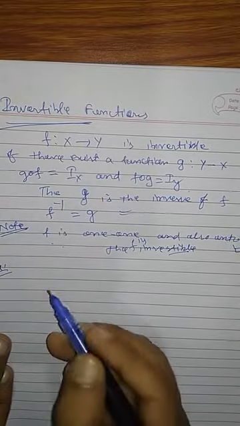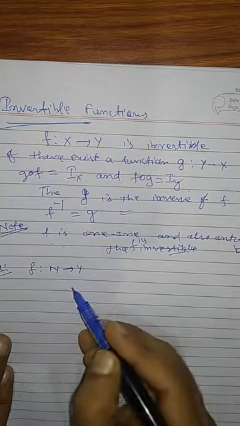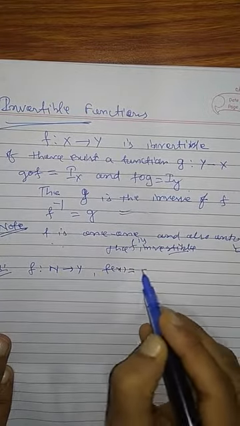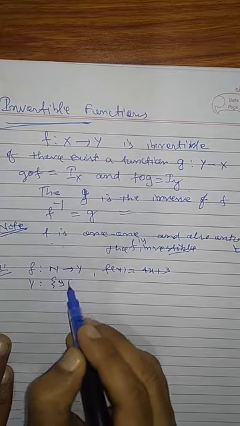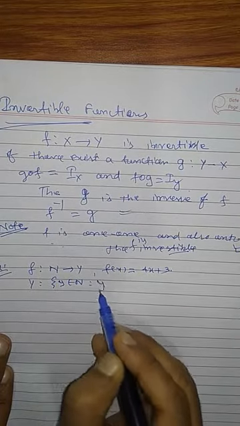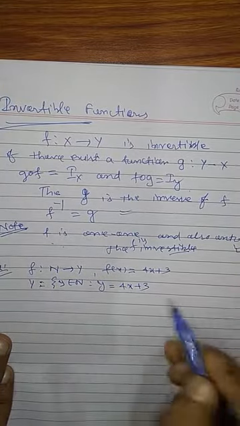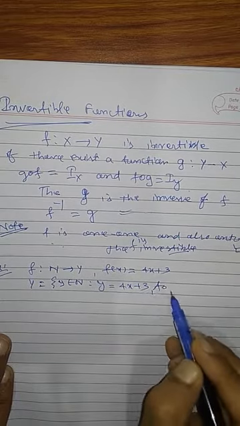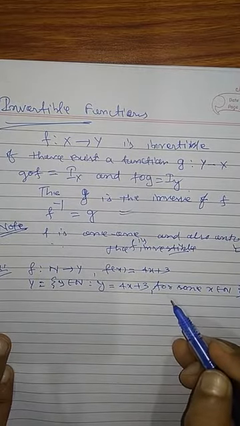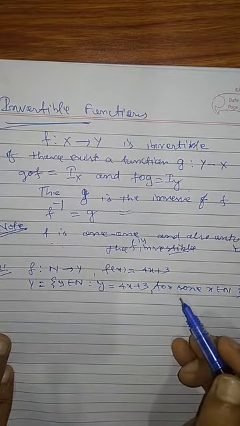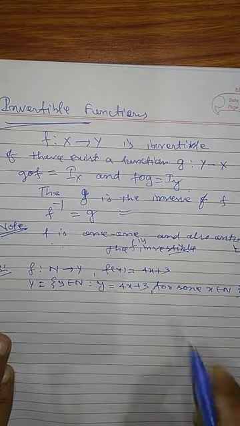For example, f from N to Y, where the function f is 4x plus 3 and Y is such that small y belongs to capital Y, y is equal to 4x plus 3 for some x belongs to N. Show that f is invertible and find f inverse. That means you have to prove f is invertible, then find f inverse.